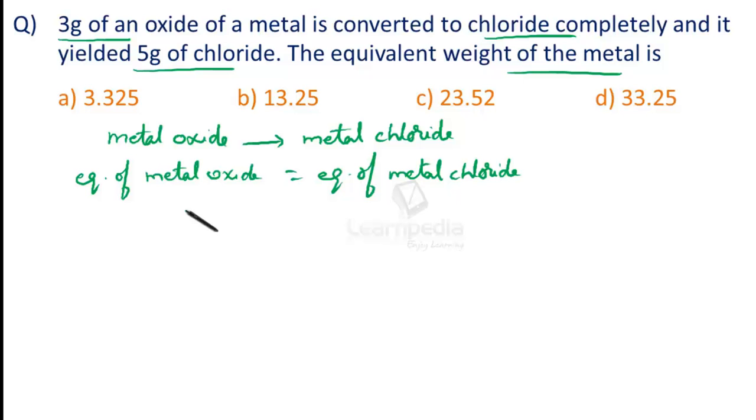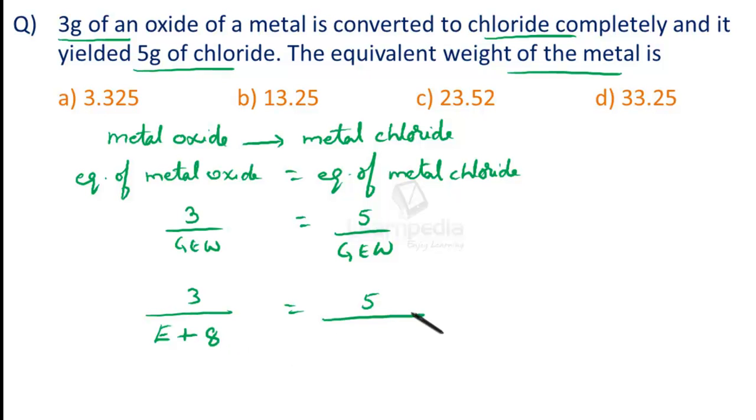Its mass, that is 3, divided by its gram equivalent mass, and again the equivalents of metal chloride is equal to its mass divided by its gram equivalent mass. And what is the gram equivalent mass of the metal oxide? It is nothing but the equivalent mass of the metal, let me take it as E, plus the equivalent mass of oxygen, which is equal to 8.